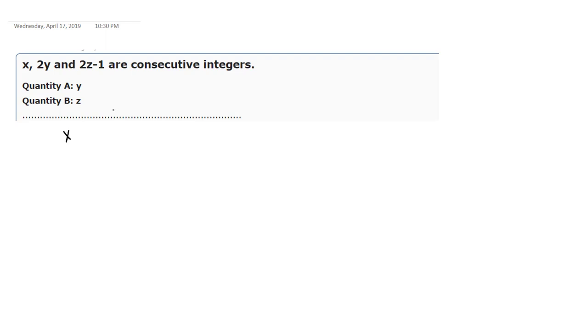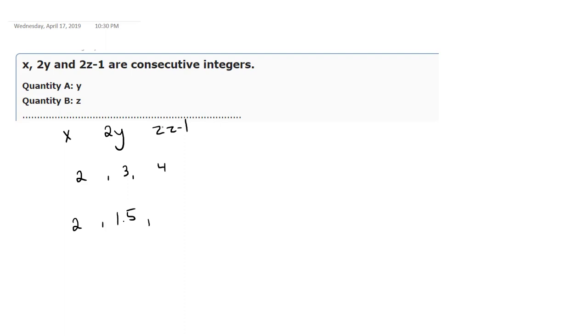So we have x, 2y, and then 2z minus 1 are consecutive integers. So let's just say 2, 3, and 4. So what does x equal in this case? X is going to obviously be 2, y is going to be 1.5, and then what is that?